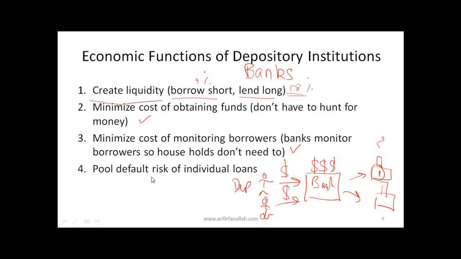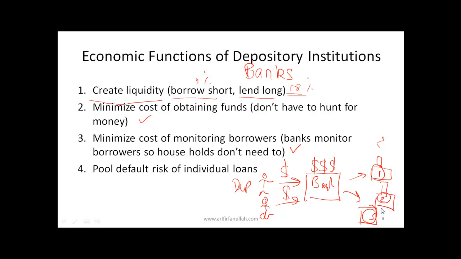And then what does this pooled default risk of individual loans mean? So now depositors put their money in a bank. This money is then being lent out to several companies, company 1, company 2, company 3, and so on.